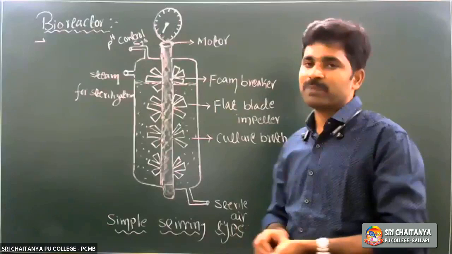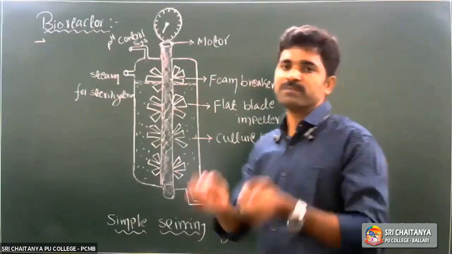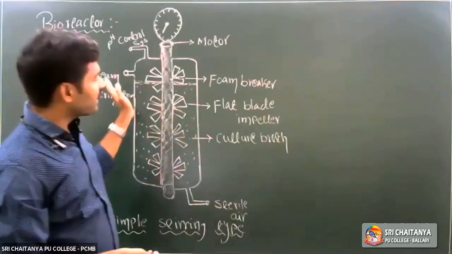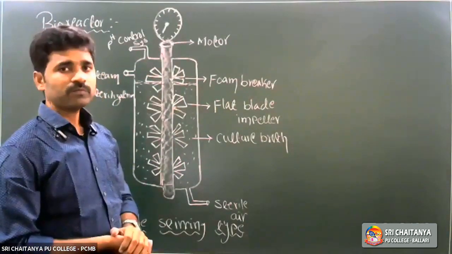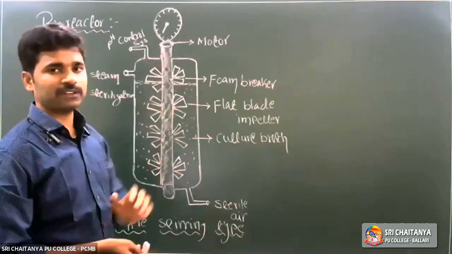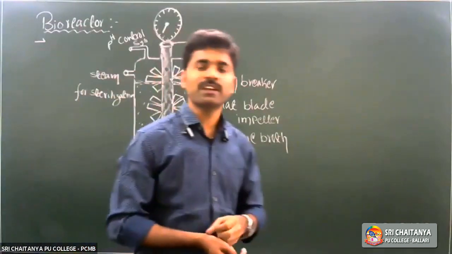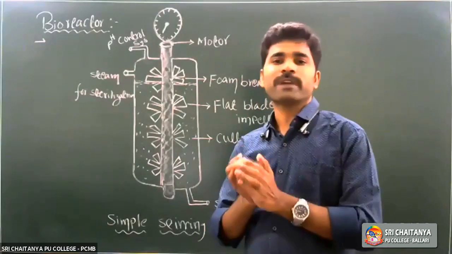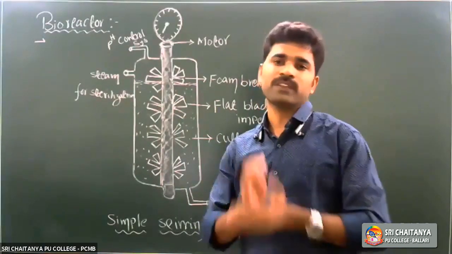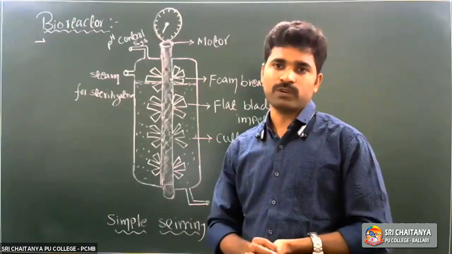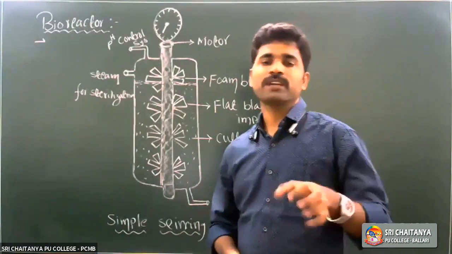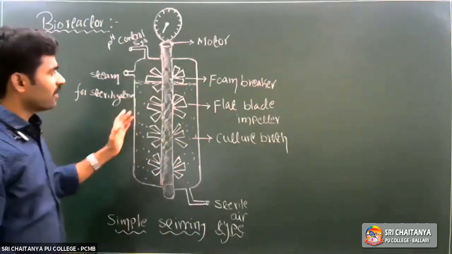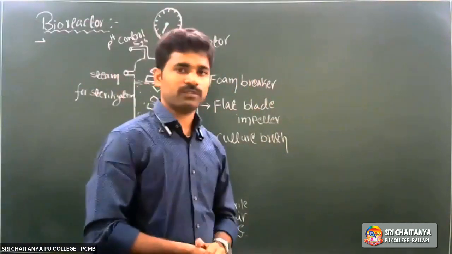And one more thing, sampling port, oxygen delivery system. The oxygen delivery system helps in supplying oxygen to the reactor. Why so? What is the use of oxygen? Some aerobic bacterial members undergo binary fission in the presence of oxygen only. So that type of aerobic bacterial culture requires oxygen. So it has an oxygen delivery system also.